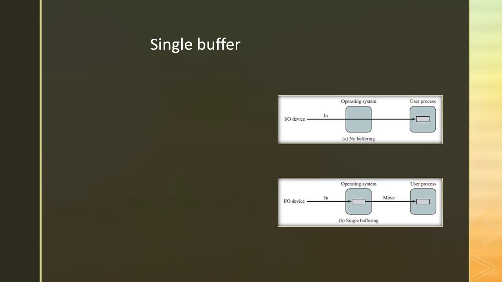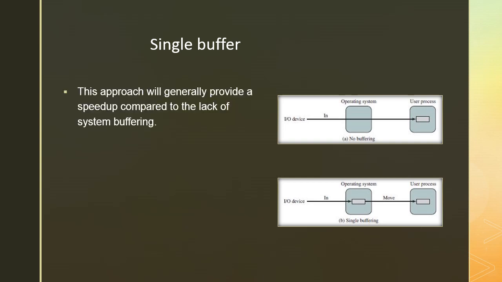In the second picture, we use a single buffer. Note the location of the buffer. It is present in the space of the operating system. So first data goes from the I/O device to this buffer and then it is moved from this buffer to the address space of the requesting process. This approach will generally provide a speed up compared to the lack of system buffering. What we are trying to say is that single buffering will be a faster operation than the no buffering approach.